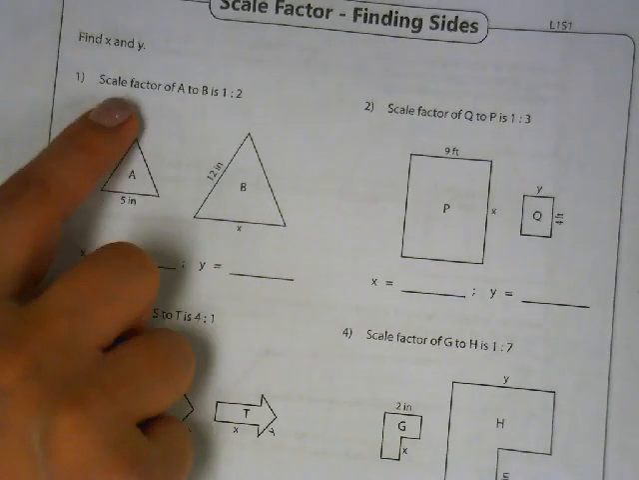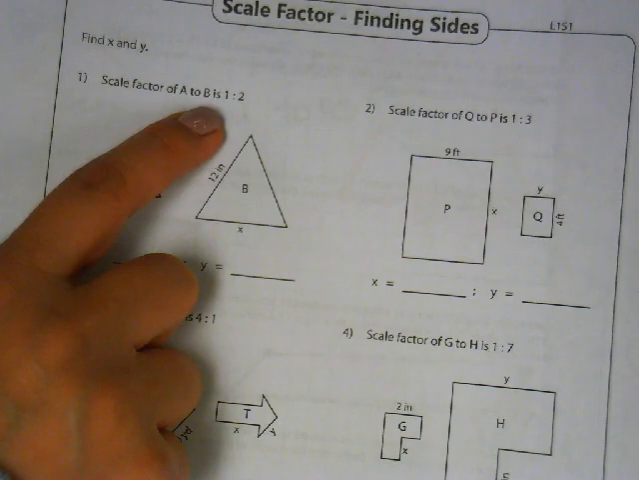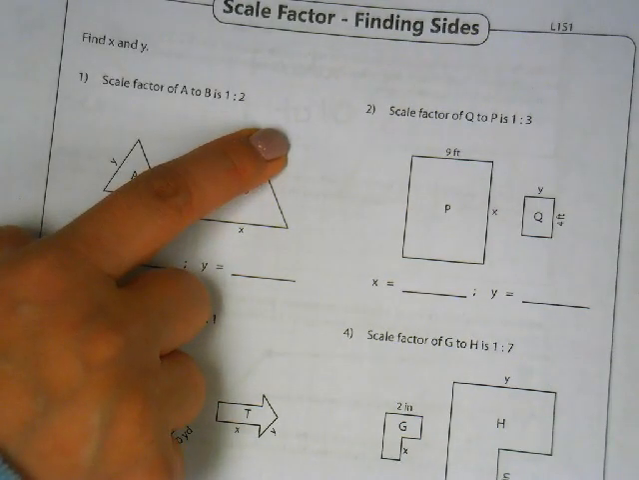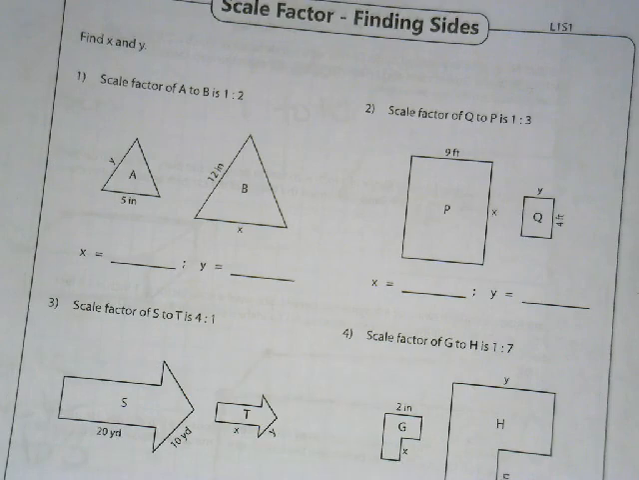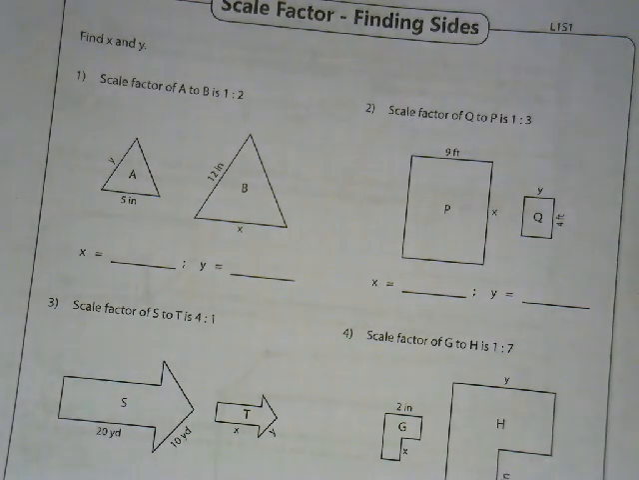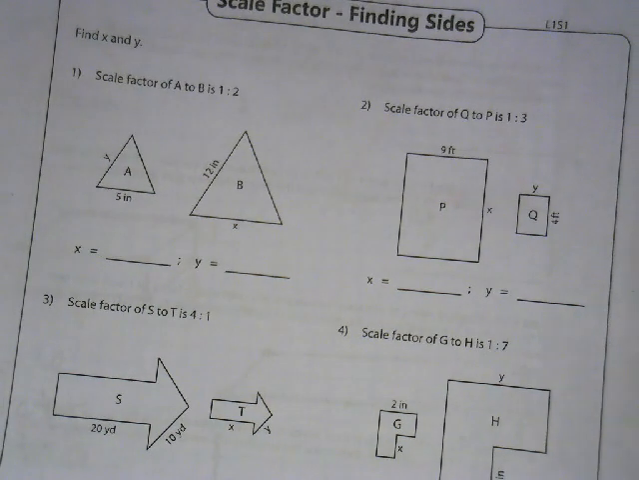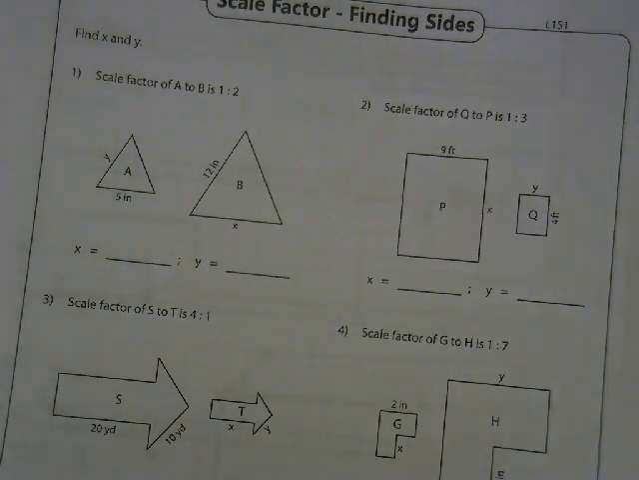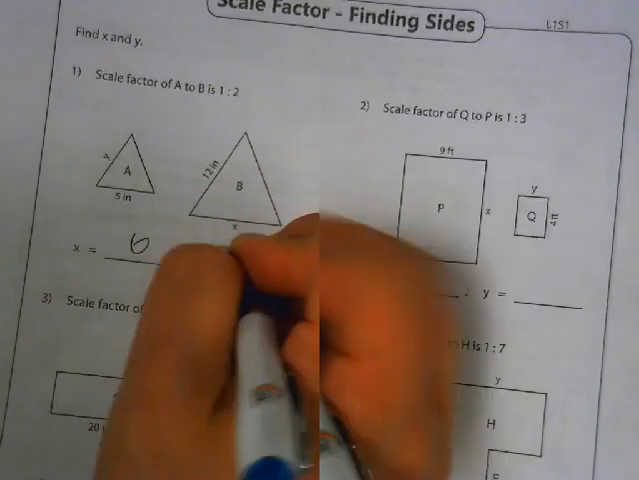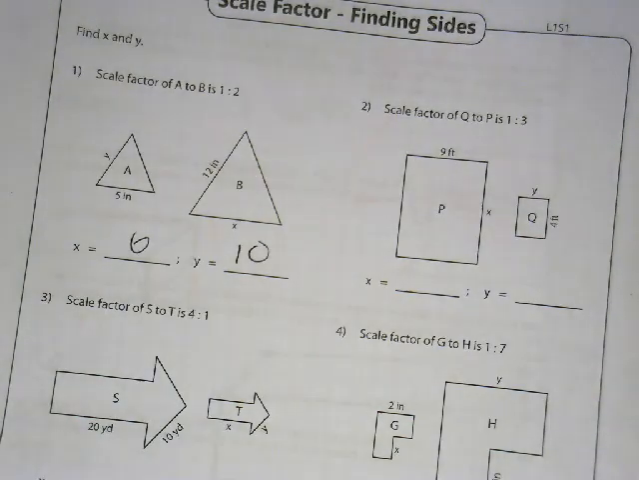Okay. Scale factor of A to B is 1:2, which just means 1 to 2. Also 6. Now they go back and forth. I need X and Y. One's on the big shape, one's on the small, one's on the big, and one's on the small. What are your answers for X and Y? 10 and 6.